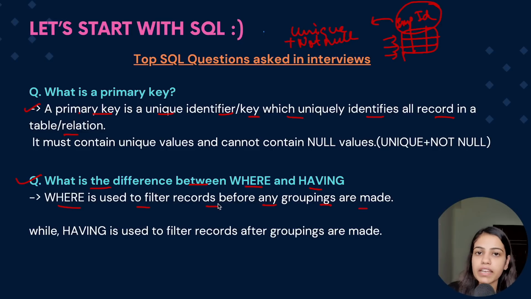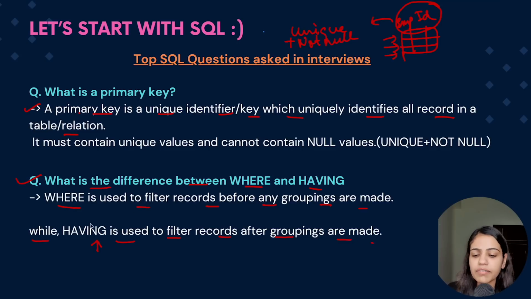Consider if we are grouping the department into IT, HR, and we want to know, for those particular groups, what the total employees are and what the total salary is. Before grouping the data, if we want to filter the data, we use the where clause. But if we are grouping the data and want to perform some filter or condition, we use the having clause. So the having clause is used to filter records after groupings are made.